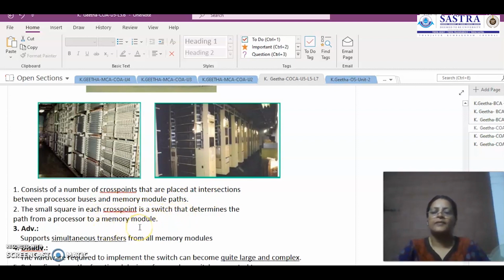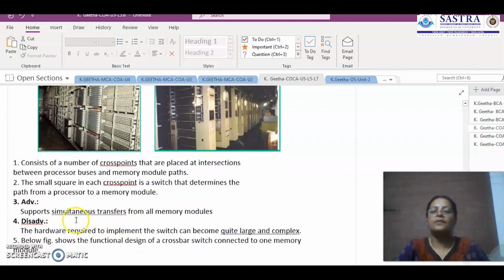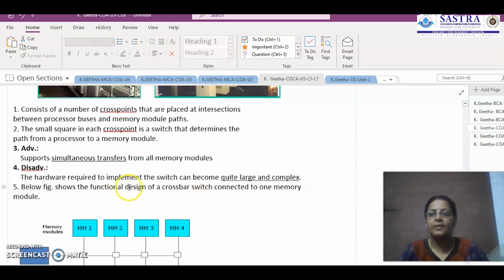And of course, the advantage of this crossbar switch arrangement is that it is possible for us to perform simultaneous transfers from all the memory modules, because we have a separate switch structure that connects the individual memory and the processor. We will be able to do the simultaneous transfer. Coming to the disadvantage, the hardware required to implement such a switch can become quite large and complex.